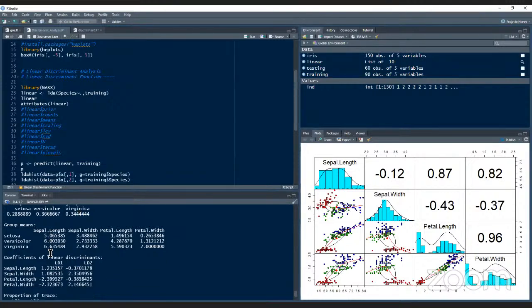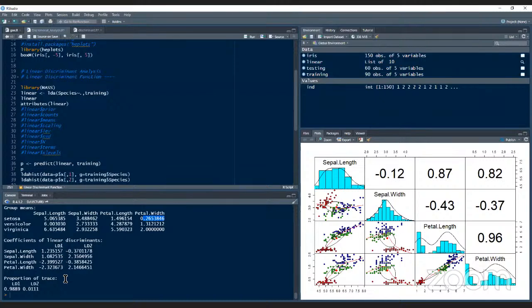Now this is the group means. For Setosa, the mean of sepal length is 5.06, and for sepal width this is the mean, for petal length this is the mean, for petal width this is the mean. So these are the mean values with respect to each group, that is Setosa, versicolor and Virginica, with respect to all independent variables.